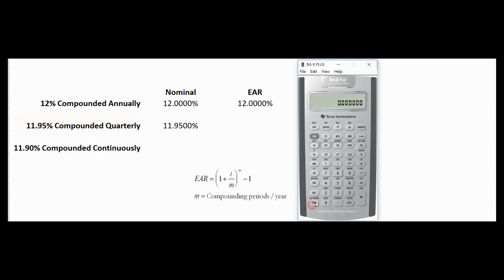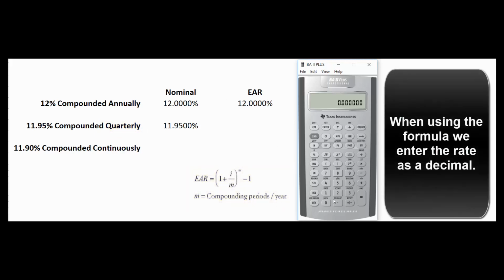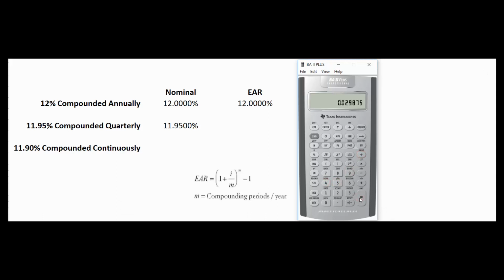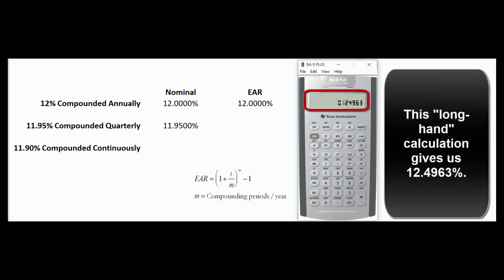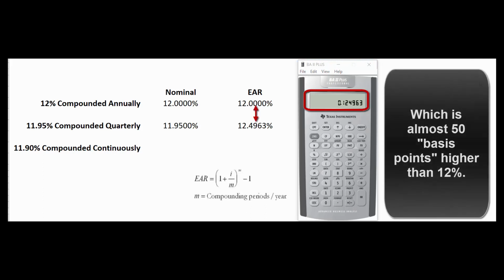Let's clear the window. And what we're going to do is use this formula here to figure out what 11.95% compounded quarterly is equal to on an annual basis. So we're going to do order of operations, start here with 0.1195 divided by 4, that's the compounding periods per year, equals that. Add 1 to that, plus 1 equals. Then y to the x, raise that whole thing to the 4th power, equals. And then subtract 1, minus 1 equals. And it tells us that the effective rate is 12.4963. And so it looks like it's a little better than 12% compounded annually.